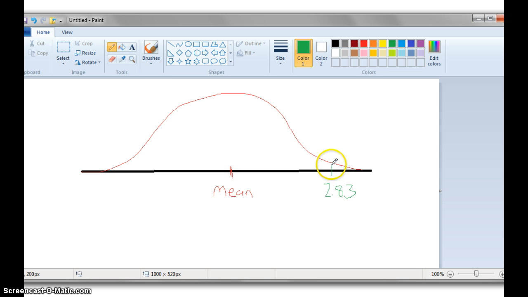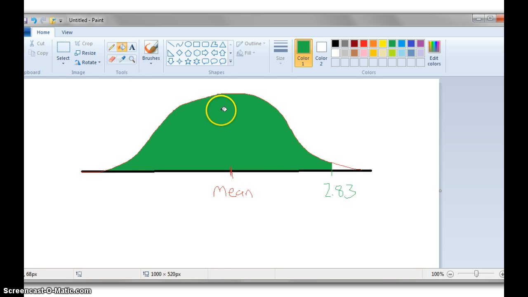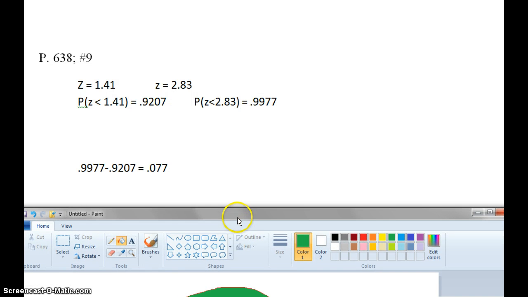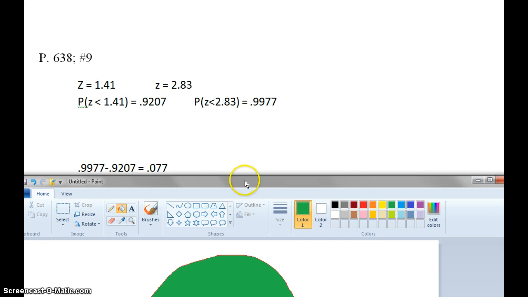So the probability of being less than that would be being anywhere less than that. It's going to be pretty high. We can illustrate that by being any number that's colored in there less than 2.83. And the probability of that we looked up was 0.9977, really high. But the problem's actually asking between 2.83 and 1.41.